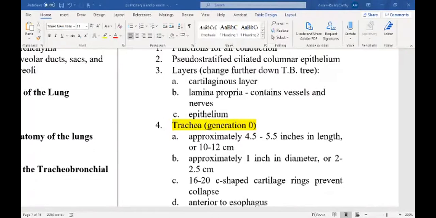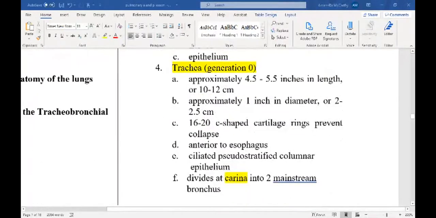All right. What about the C-shaped rings we talked about? How many C-shaped rings does the average trachea have? 16 to 20 C-shaped rings. How many full rings does it have? One. That's called the cricoid. So it has one complete ring called the cricoid and 16 to 20 C-shaped rings.